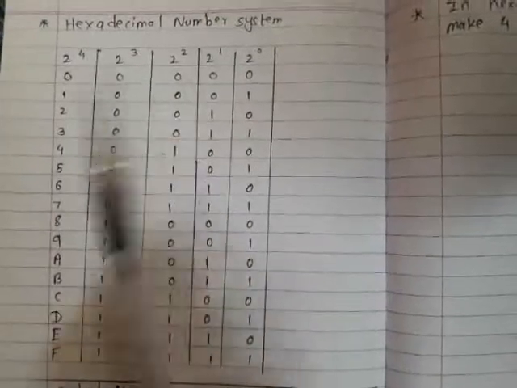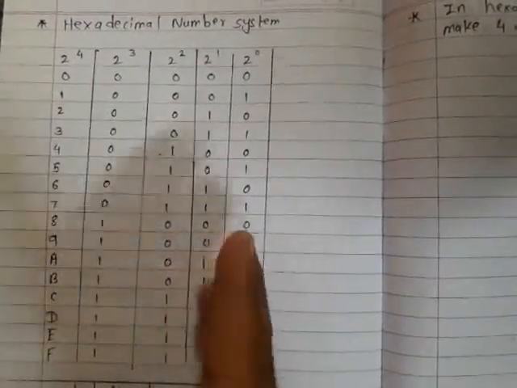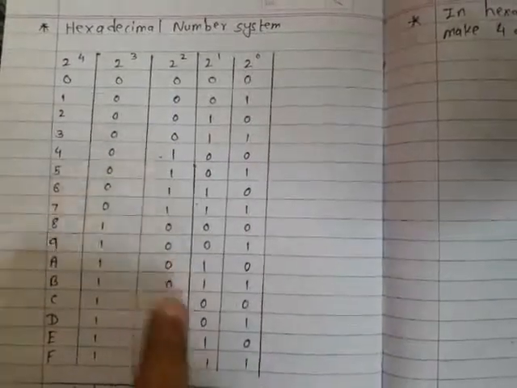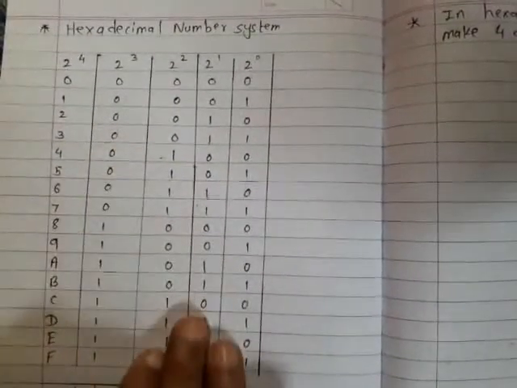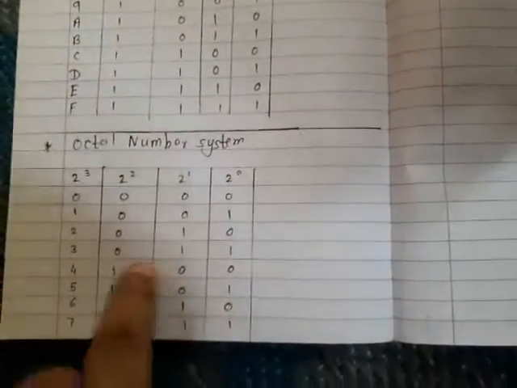Now see students, hexadecimal number system. This chart is very important for you for solving the conversion. With the help of this chart you will solve the conversion, and this is the octal number system chart. This chart also helps you to solve the conversion of the octal number system. These two charts are very important for you. You have to look at this chart and solve the conversion.